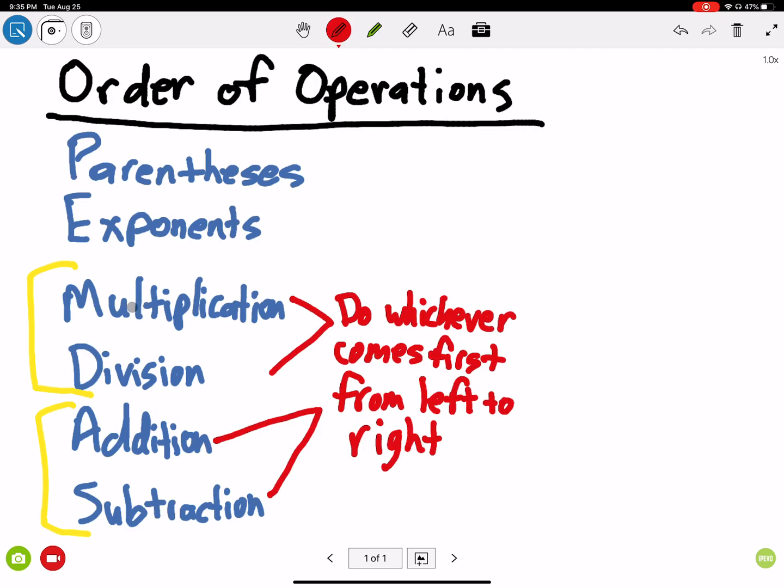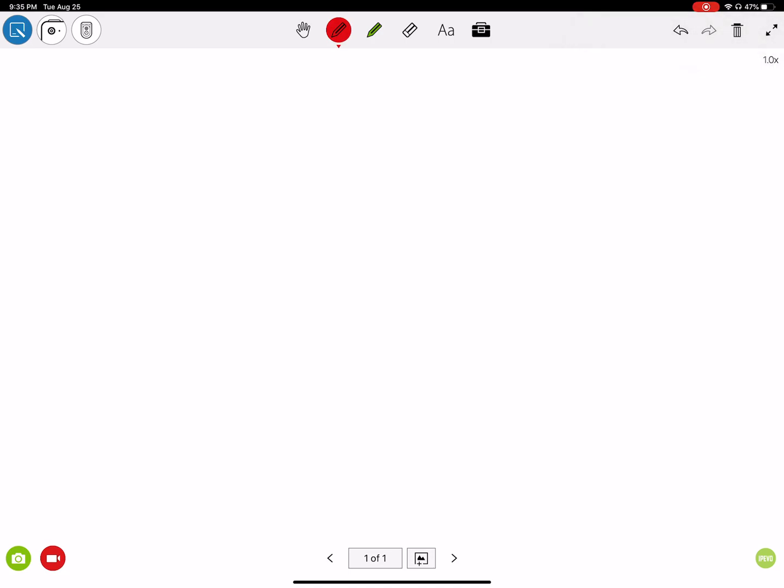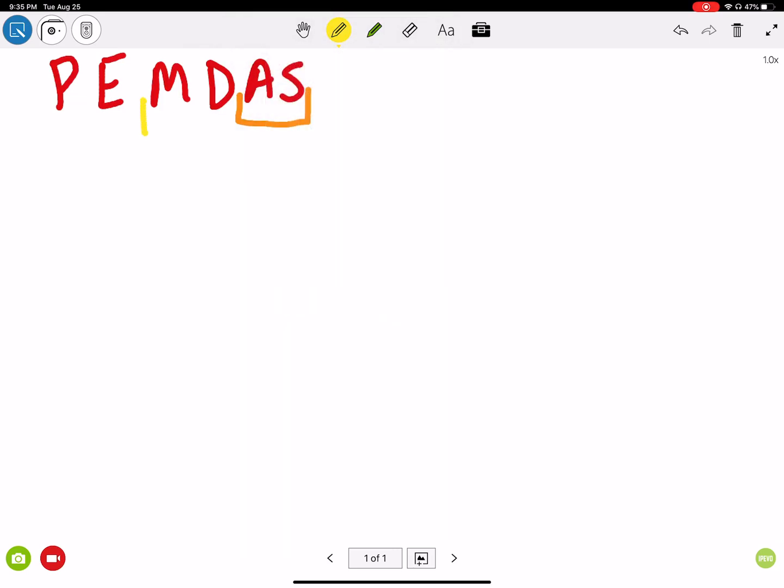Okay, so it doesn't have to go multiplication then division. If division comes first in my equation from left to right, I do the division first. Same thing with addition and subtraction. These two are interchangeable. Okay, so knowing that, let's try this. I'm going to write PEMDAS up here, and I am going to group addition and subtraction, and I'm going to group multiplication and division so that you remember that those are interchangeable.